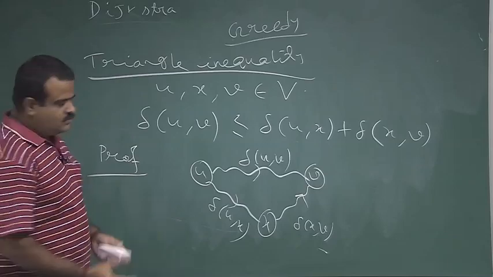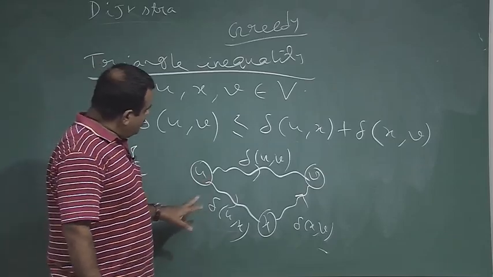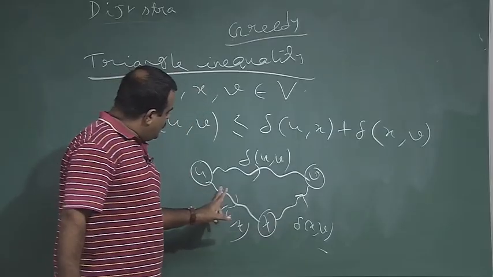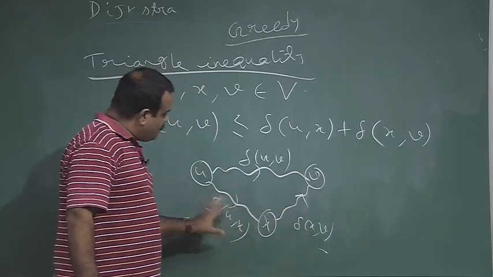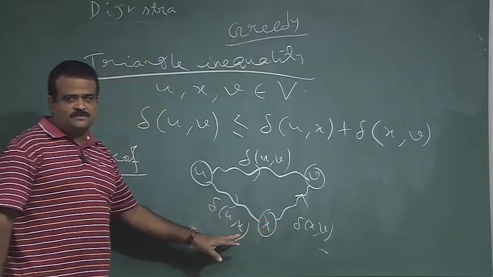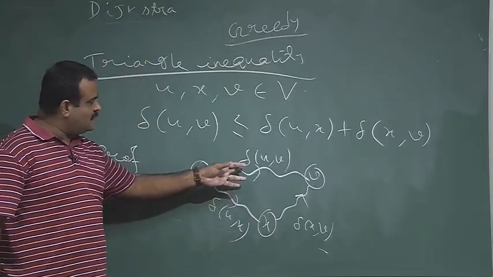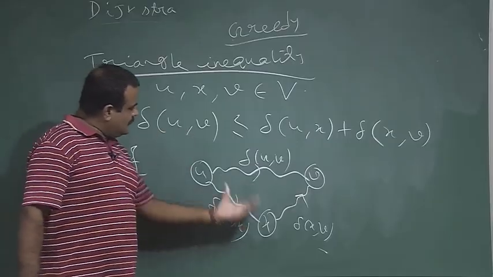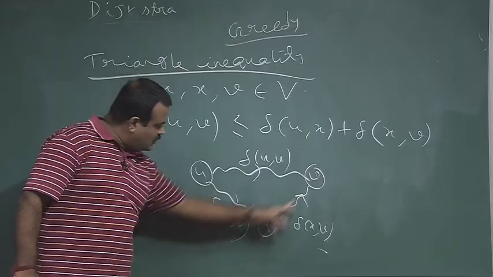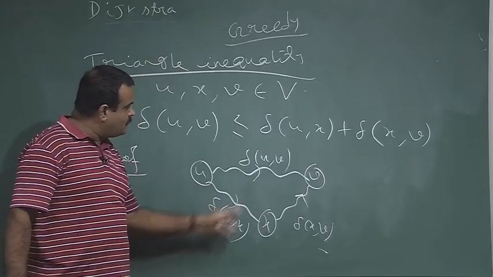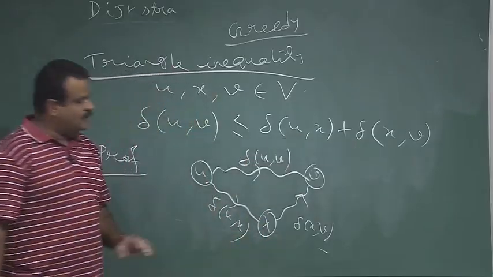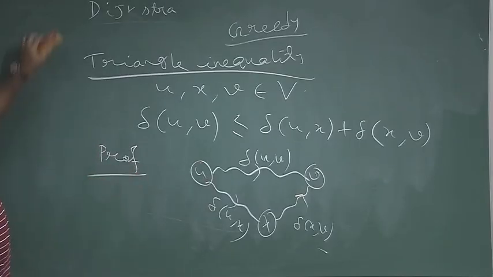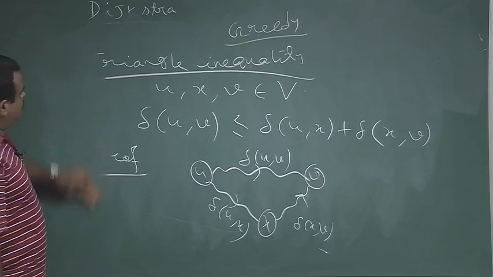Okay. Now, why is this true? Because if we take this path u to x, then x to v, what is the weight of this path? This plus this. So this is a path, and the weight of this path must be no less than the weight of the shortest path. This is the weight of the shortest path, so it is less than or equal to the other path. We got a path whose weight is delta of u x plus delta of x v. So, this is the proof. The proof is straightforward from this picture. Okay. So, this is called the triangle inequality.